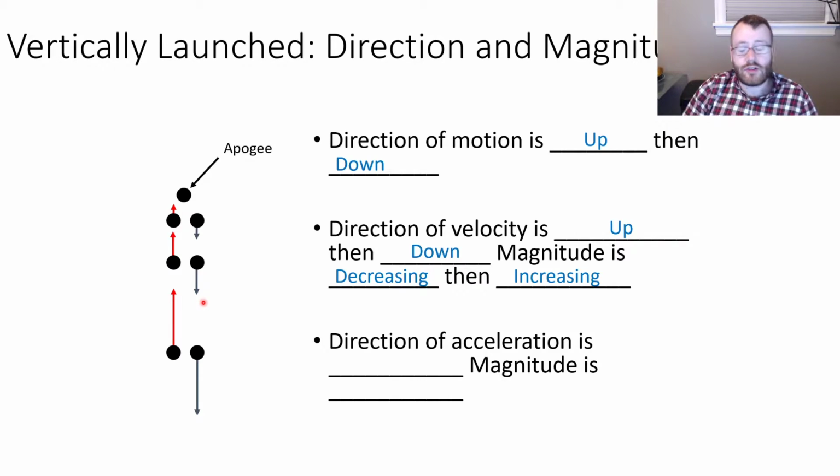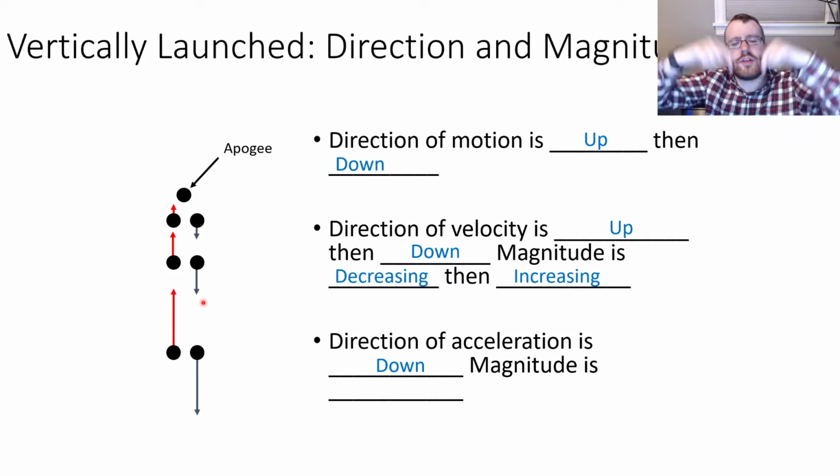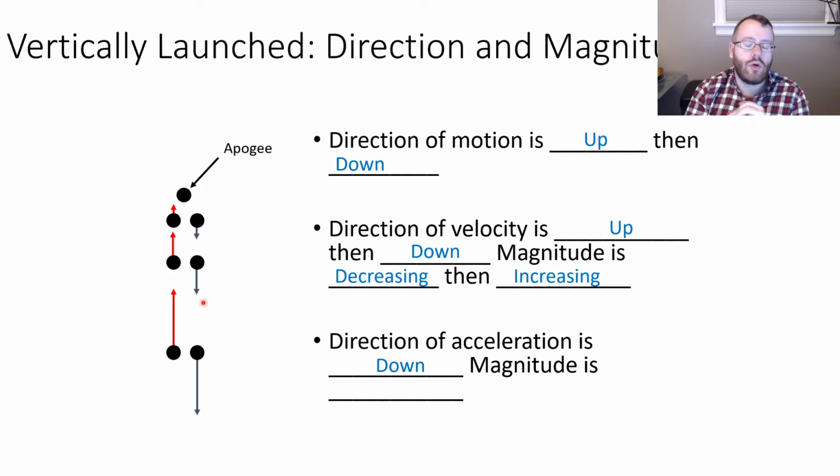Now, the acceleration, there's often a misconception of acceleration. People imagine that the acceleration is the same as the velocity, that it's up and back down, but it's not. The acceleration is constant the entire time. It's always going down. The acceleration is caused by gravity pulling it down, so it does not change whether the object's going up or going down.